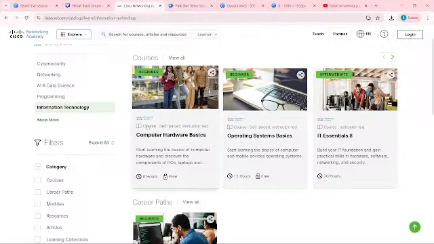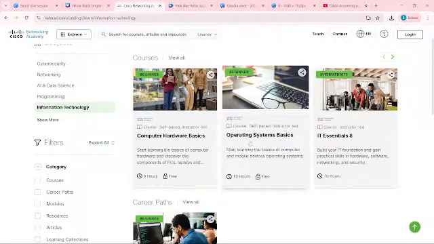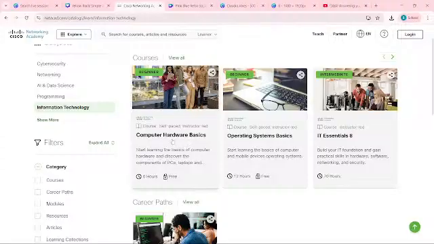Okay, so this is the beginner section. They have beginner and beginner. So, computer hardware basics. Now, if you're a beginner in IT and you don't know anything about IT, it's mostly advised that you understand computer hardware basics. So this is where you fall into.